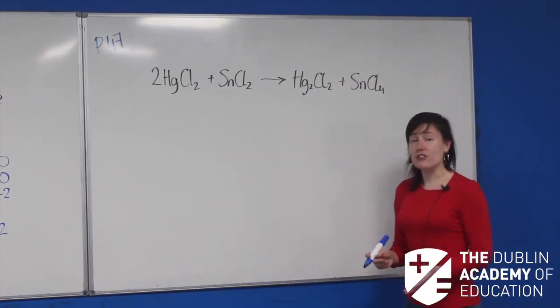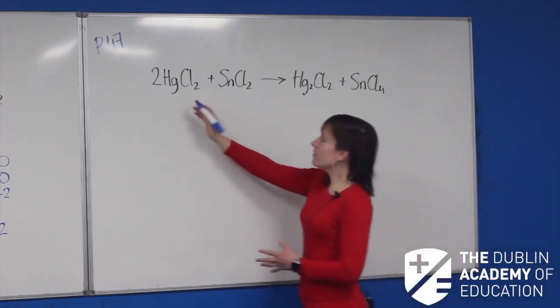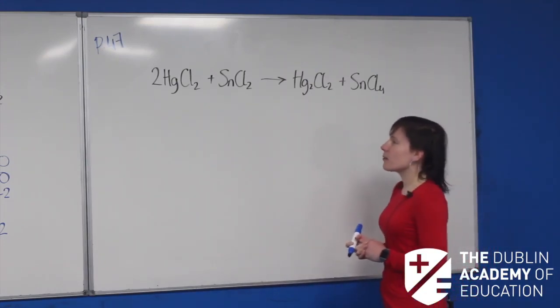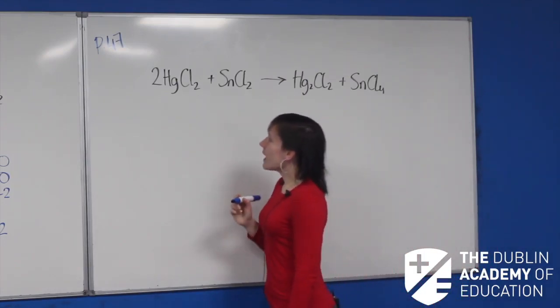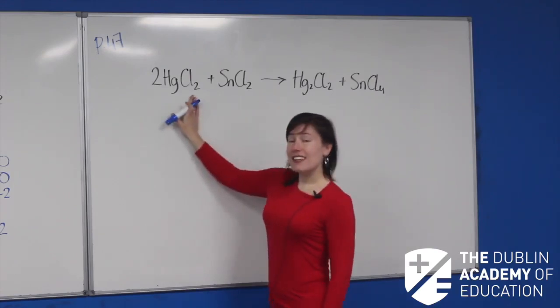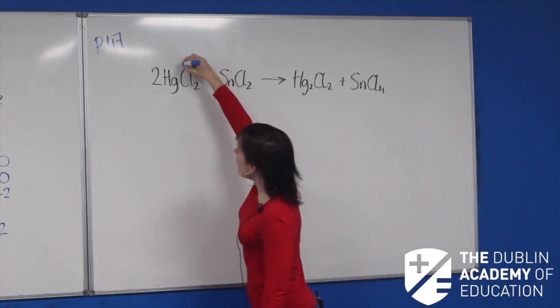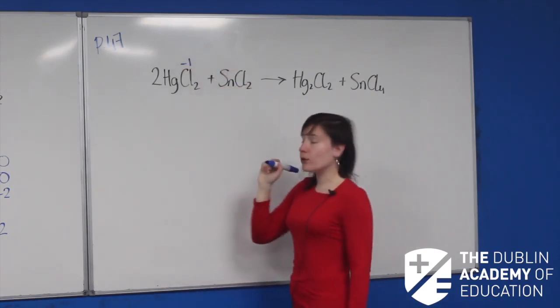And we're going to assign our oxidation numbers first. That's the first step here. So we'll just work our way across the balanced equation. If we look at the first molecule here, HgCl2, chlorine is in group 7, it's a halogen, therefore it's going to have an oxidation number of -1.